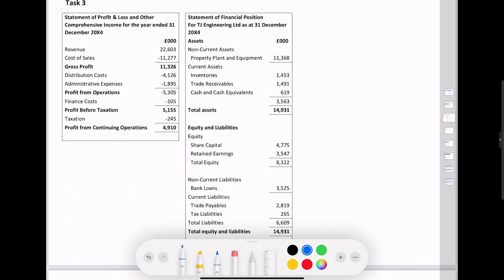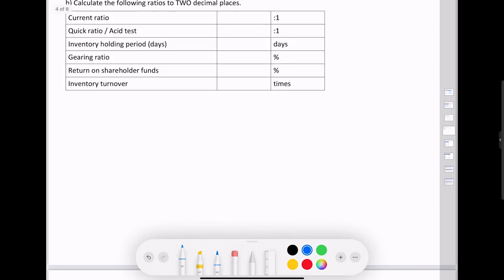So you'll see for task three, we have been given a statement of profit or loss and other comprehensive income and a statement of financial position. And what we will have to do, there will be a little bit of scrolling involved here. We need to calculate the following ratios to two decimal places. So the first one on the list is the current ratio. And we calculate the current ratio by doing our current assets over current liabilities.